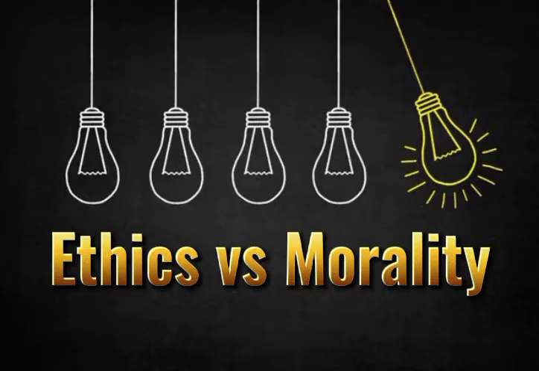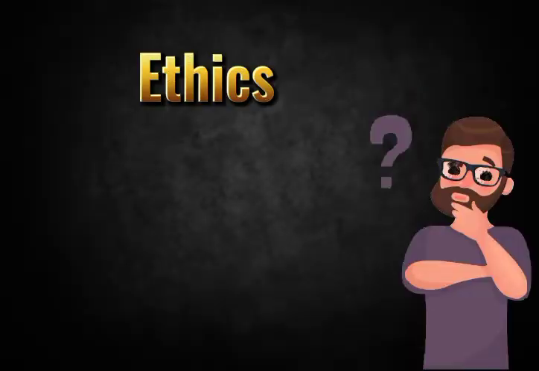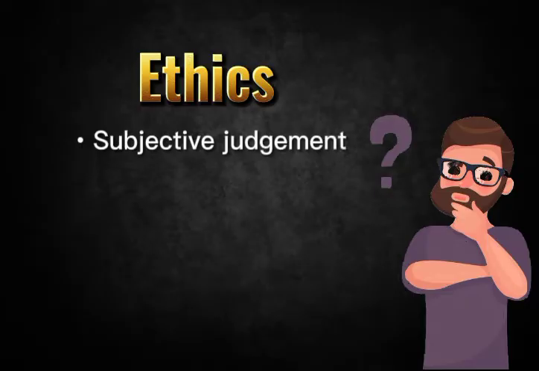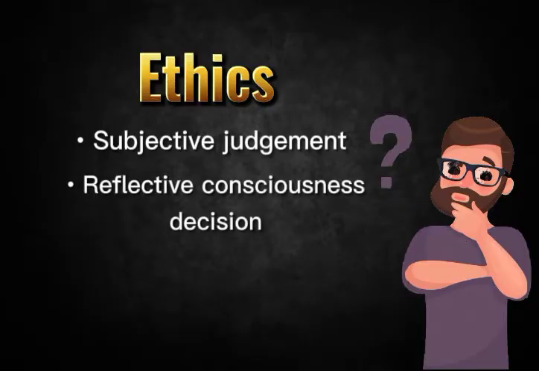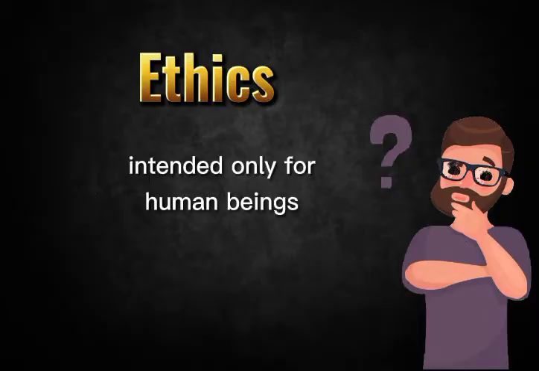Last meeting, we already identified the difference between ethics and morality. Ethics refers to our subjective judgment on one's human conduct or behavior. Our ethical judgment is usually based on our reflective, conscious decision and must not be based on one's own desire. Before we do the action or make our judgment, we rationally think about it. Ethics is intended only for human beings because man has the capacity to reason.